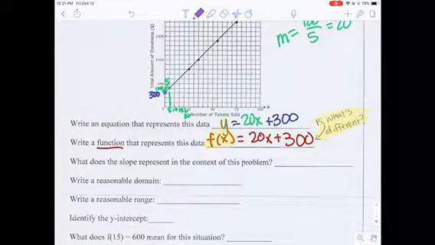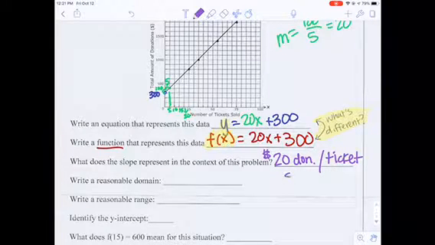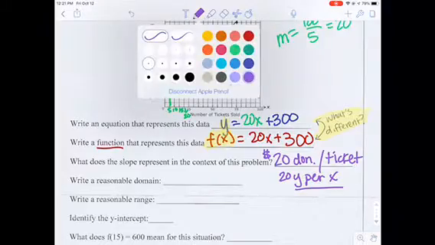Now, the slope, in context to this problem, is 20y, which is total money donations, so $20 donations, per x, which is tickets. So $20 donation per ticket, so 20y per x. Remember, slope is always y over x, or y per x.